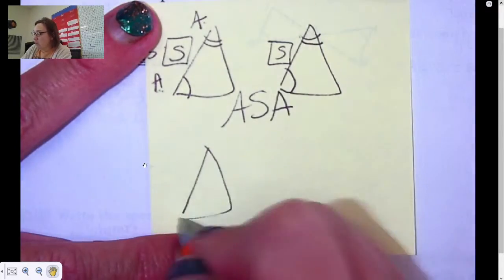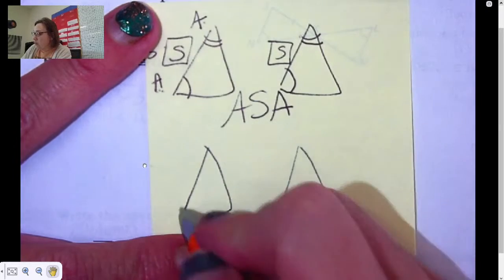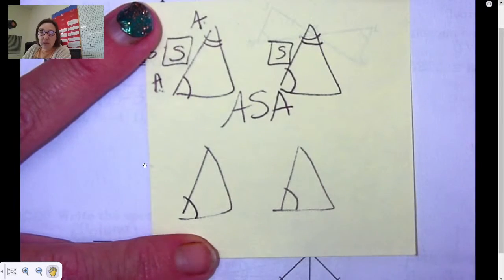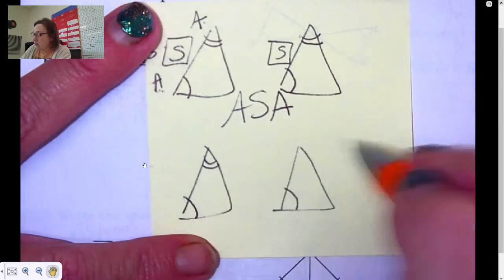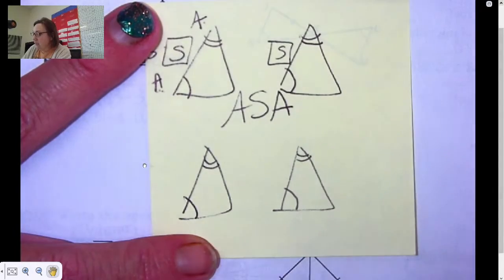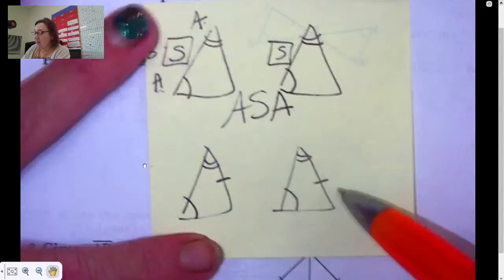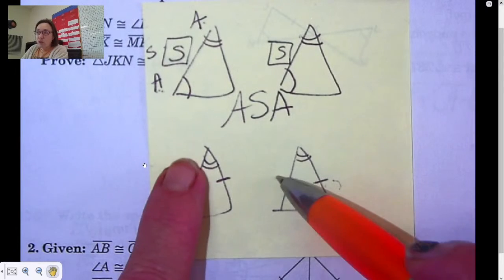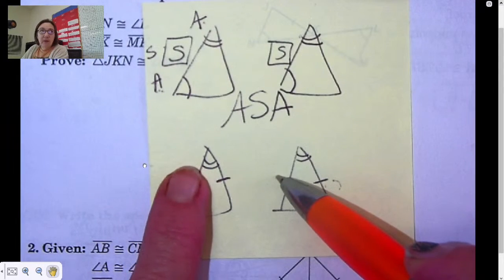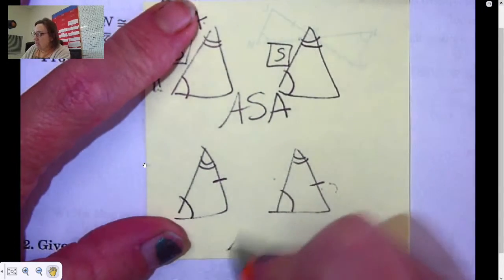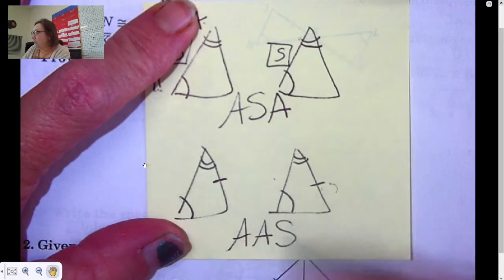Now, if you've got two triangles, and you know that this angle is congruent to this angle, and you know that this angle is congruent to this angle, right? But you know this side is congruent to this side. See how that side is not between those two angles? Everybody see what I'm saying? So this is angle, angle, side.